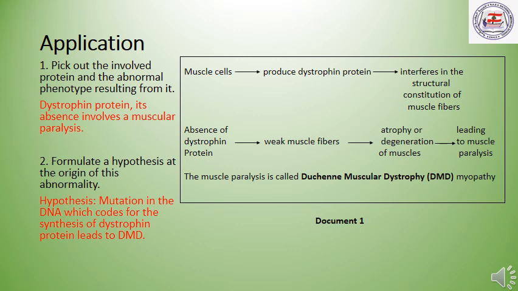Question number 1. Pick out the involved protein and the abnormal phenotype resulting from it. Answer. The involved protein is dystrophin protein, and its absence involves a muscular paralysis. Question number 2. Formulate a hypothesis at the origin of this abnormality. A very reasonable hypothesis would be mutation in the DNA, which codes for the synthesis of dystrophin protein, leads to DMD.